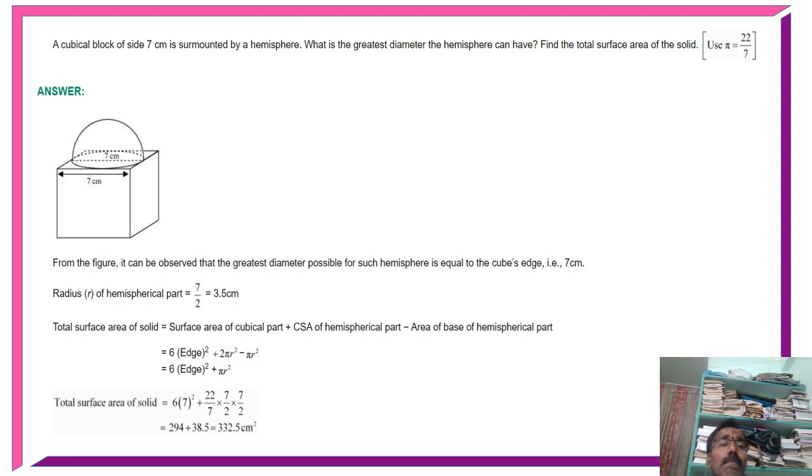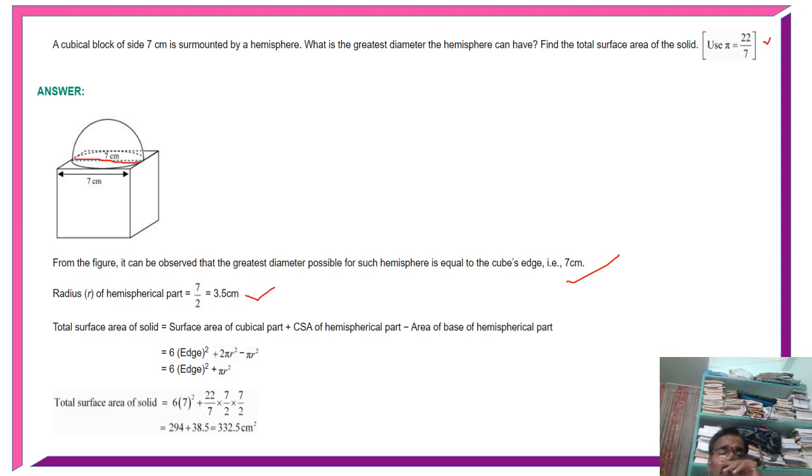The next slide is given a cubical block of 5 centimeters surmounted by a hemisphere. What is the greatest diameter the hemisphere can have? It is nothing but the edge of the cube, the side, the diameter of the hemisphere possible, from the total surface area, where pi is 22 by 7. Unless they give the 3.14 value, we'll take 22 by 7 only. If you draw this figure, you can see this is the diameter, the highest diameter, which is nothing but the edge of the cube 7 centimeter, and radius 7 by 2.